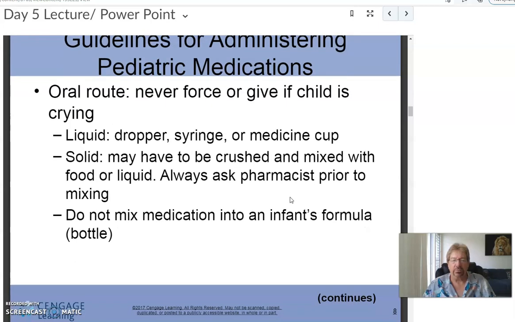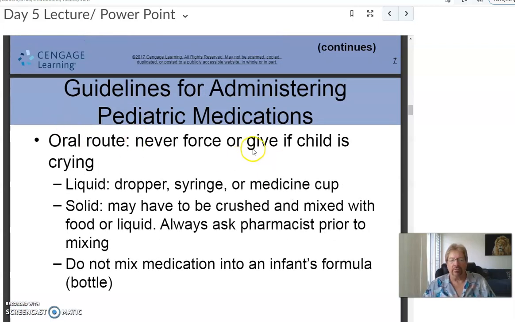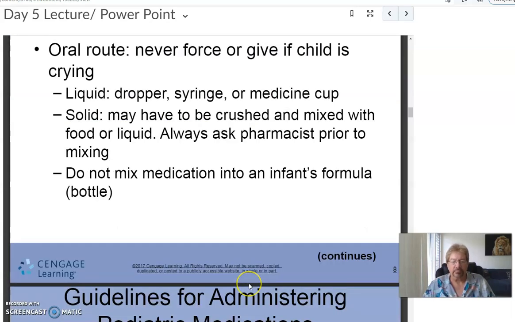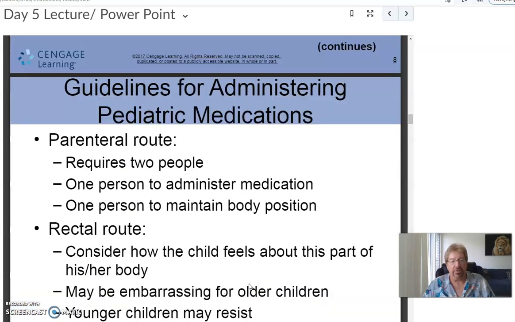Speaking of swallowing a pill, the oral route, never force or give to the child if they're crying. What are some of the options? Liquid, dropper, syringe, or medicine cup. Solid may have to be crushed and mixed with food or liquid. Always ask pharmacists prior to mixing. Why? Because you might be mixing with something that might inhibit the medical action of the drug. Do not mix medication into an infant's formula, their bottle. I guarantee you that happens.